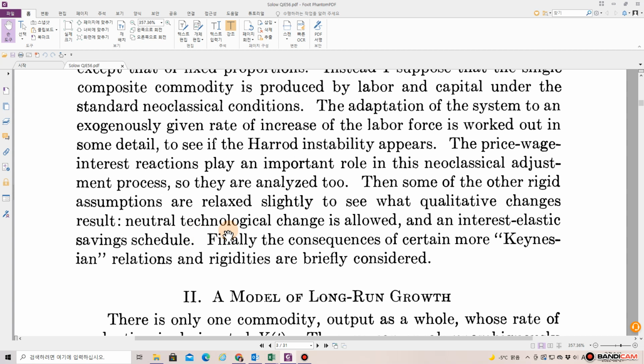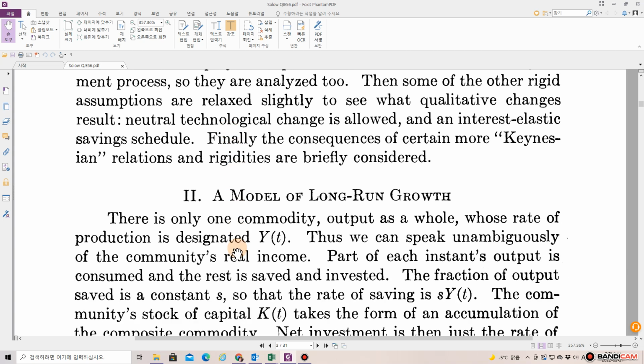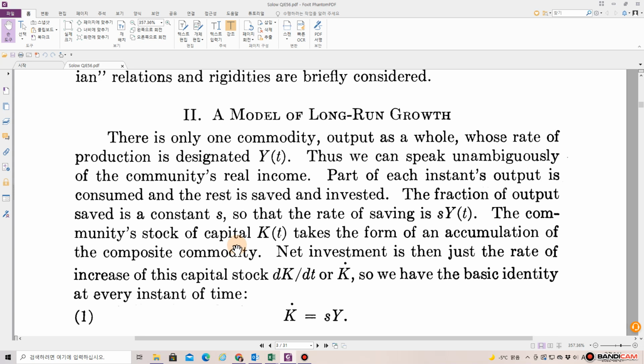Then some of the other rigid assumptions are relaxed slightly to see what qualitative changes result. Neutral technological change is allowed, and an interest-elastic savings schedule. Finally, the consequences of certain more Keynesian relations and rigidities are briefly considered. A model of long-run growth.